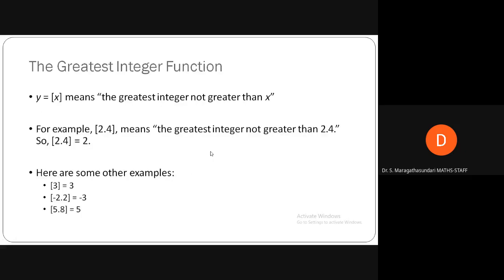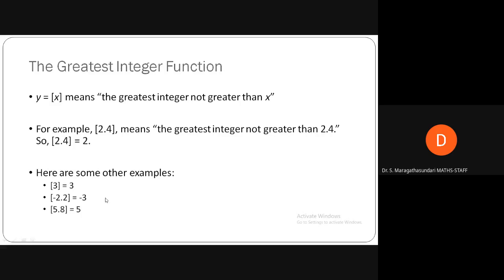Okay, next. Greatest integer function. What is the greatest integer function? y is equal to x in brackets, which means the greatest integer not greater than x. The greatest means the greatest integer, but it is not greater than x. Another example, 2.4 means the greatest integer not greater than 2.4.